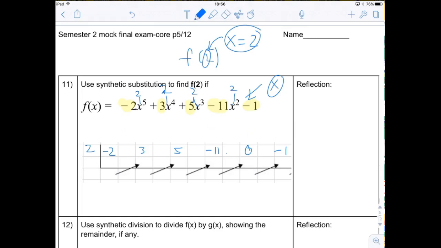Now I'm going to start the synthetic substitution process. And if it's hard to remember, go ahead and write on your note sheet how do you actually do it, or put in an example. Okay? The way you do it is first you bring down the first number, -2. Then you multiply it times this number that's over here, 2. Then I add them together and I get -1. Then I multiply -1 times 2 and I get -2. I add them together, the 5 and the -2, and I get 3. Then I multiply times 2 again and I get 6. And then I add them together, I get -5.